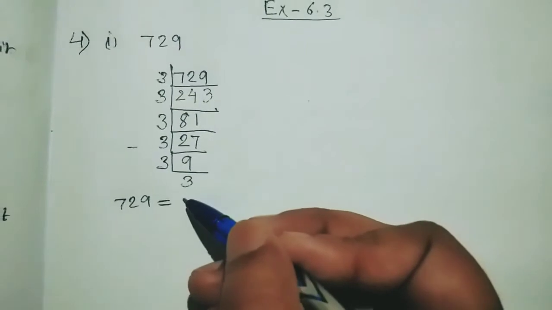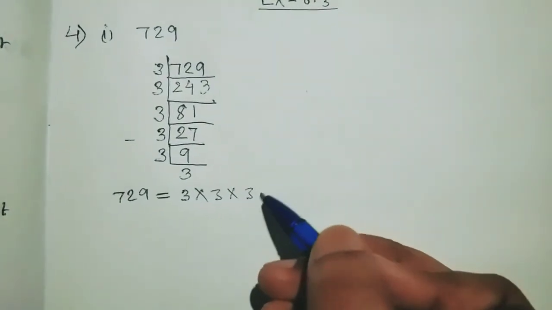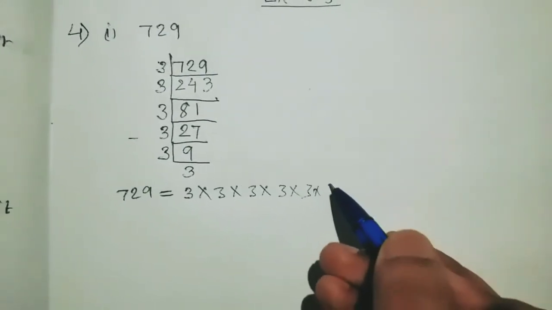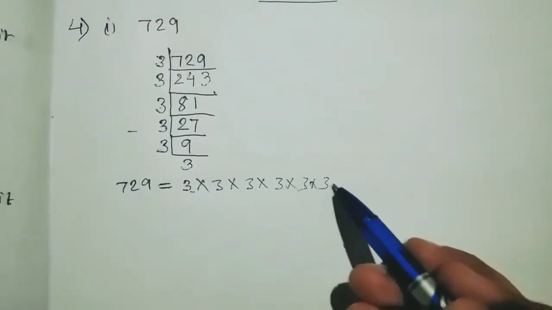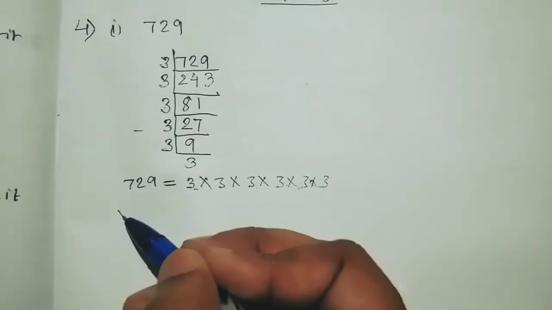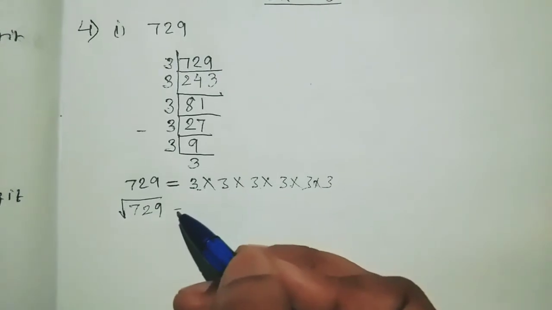That means write all the numbers, 3 into 3, and so on. How many 3's are there? There are 6 threes. Okay, 1, 2, 3, 4, 5, 6. Now we'll do the pairing. Now we will put the square root here. Okay, square root of 729 is equal to.